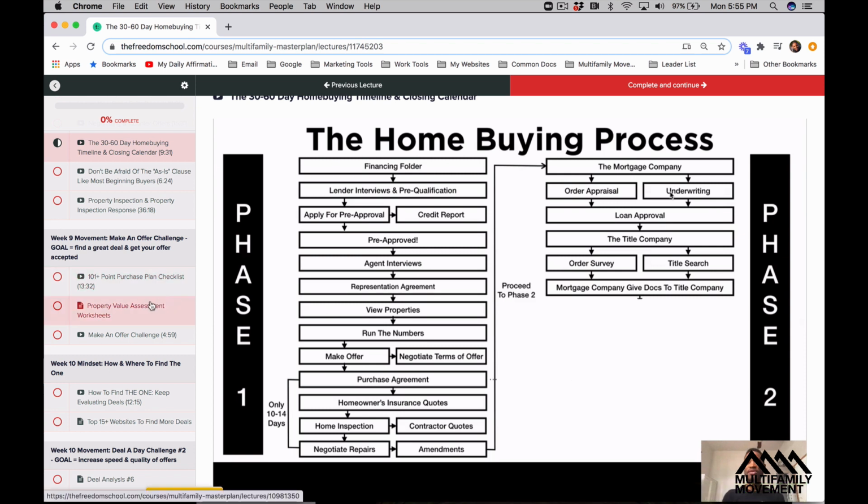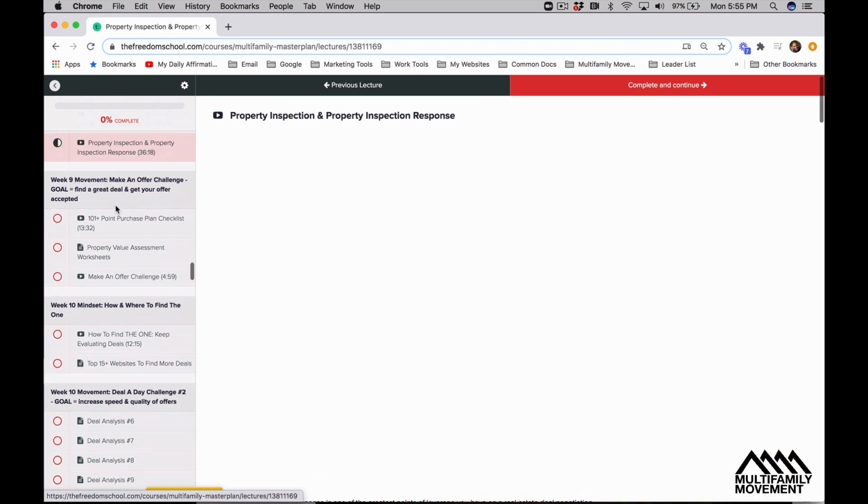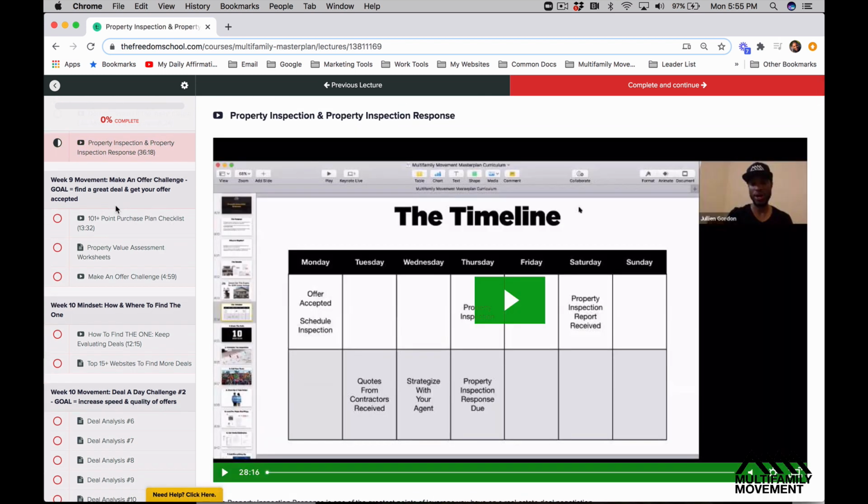Then we go into property inspection and property inspection response. This is one of your greatest points of leverage in a multifamily real estate deal, and you got to know how to use this. I've had a student get $35,000 off their original asking price using the strategies that I taught him specifically in this module. That 3-hour space and time is how you can get the greatest price reduction on the property that you are about to buy.